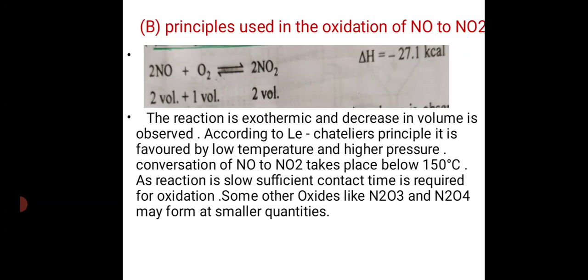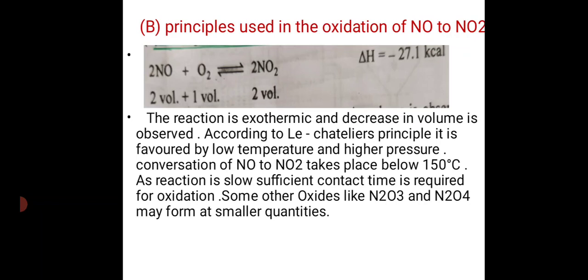Then the next point, principles used in the oxidation of NO to NO2. The reaction is 2NO plus O2 gives 2NO2, delta H minus 27.1 calories. 2 volumes of NO plus 1 volume of O2 gives 2 volumes. The reaction is exothermic and a decrease in volume is observed. According to Le Chatelier's principle, it is favored by low temperature and high pressure.